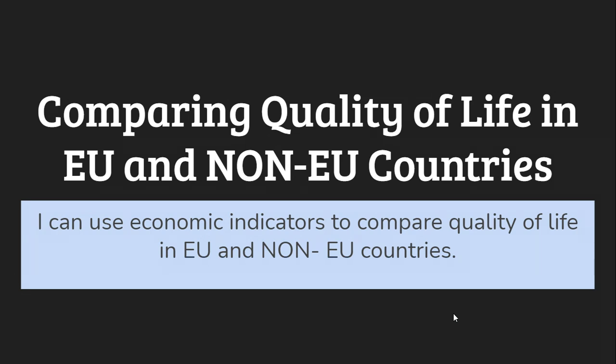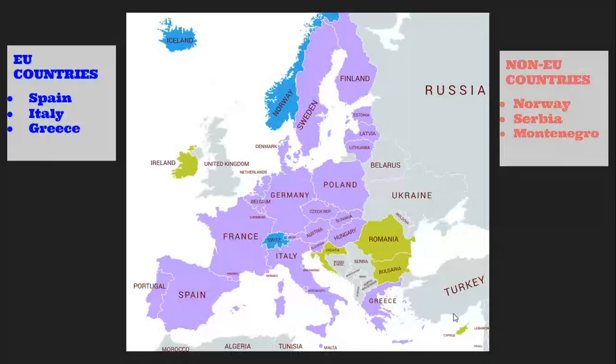Hello, Bulldogs. In today's lesson, we want you to show us that you can use economic indicators to compare quality of life in EU and non-EU countries. And you should remember that quality of life is the well-being of a people in a country, how happy, how healthy, how wealthy they are, how safe they are.